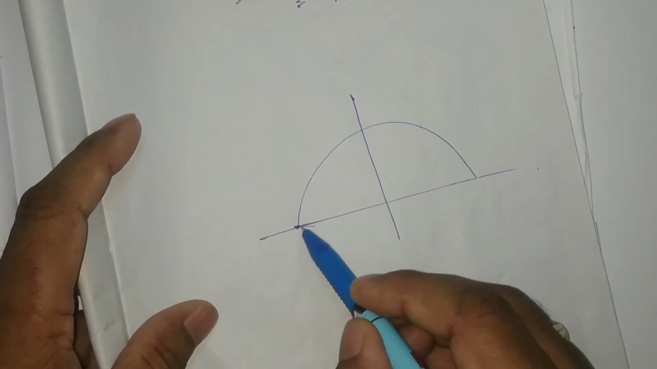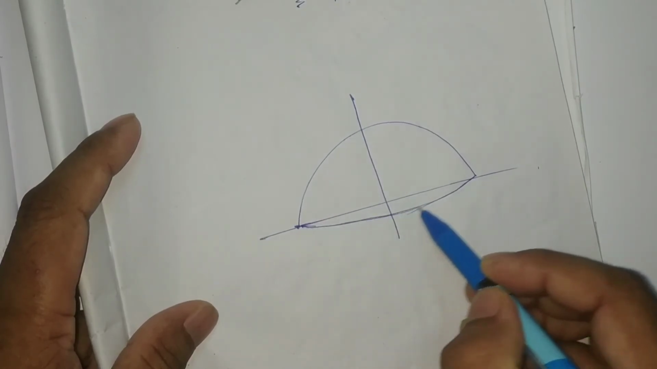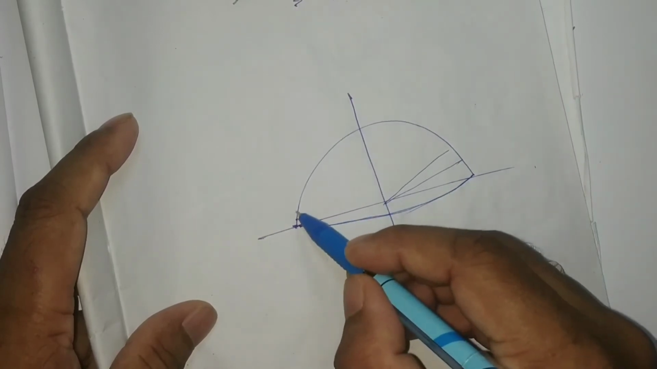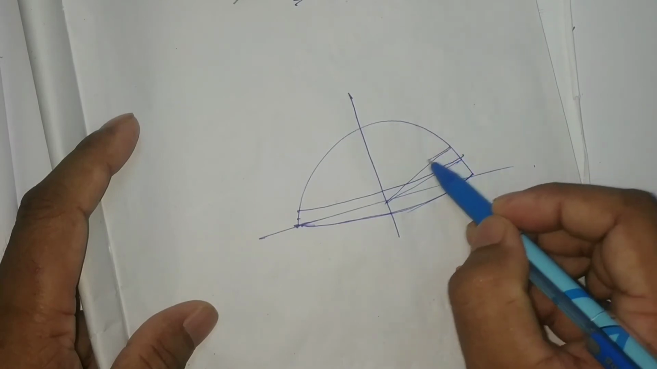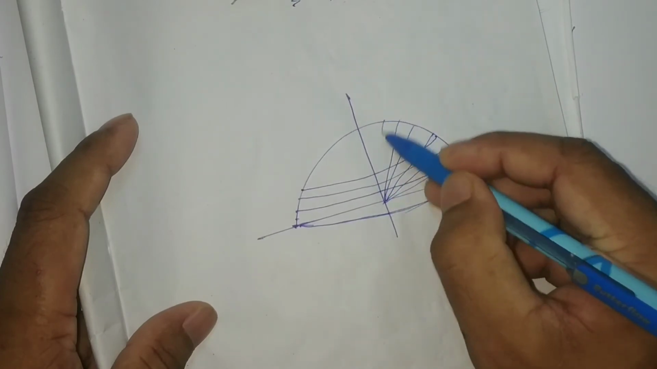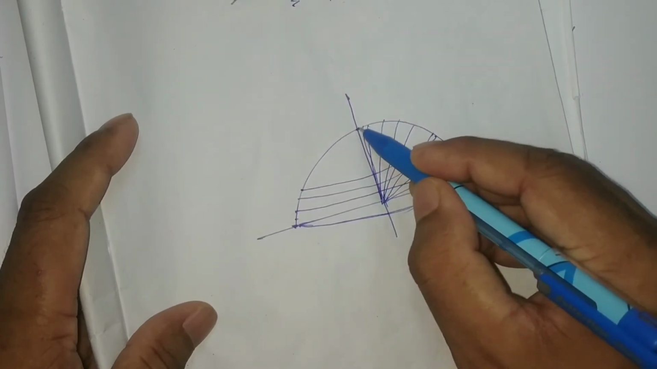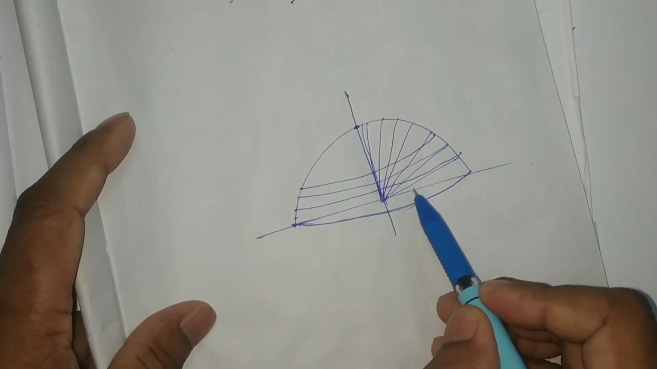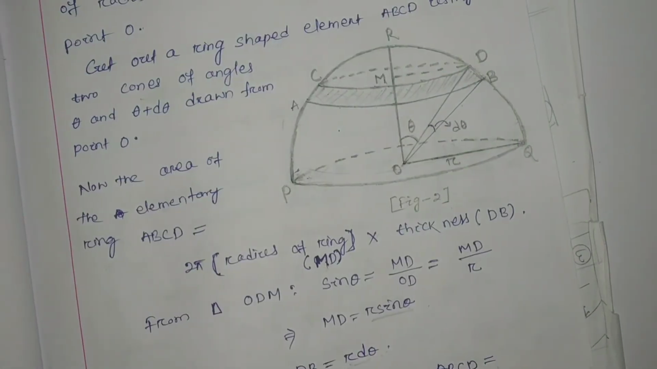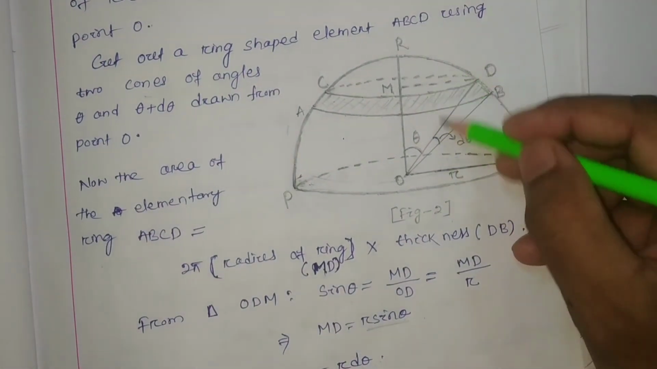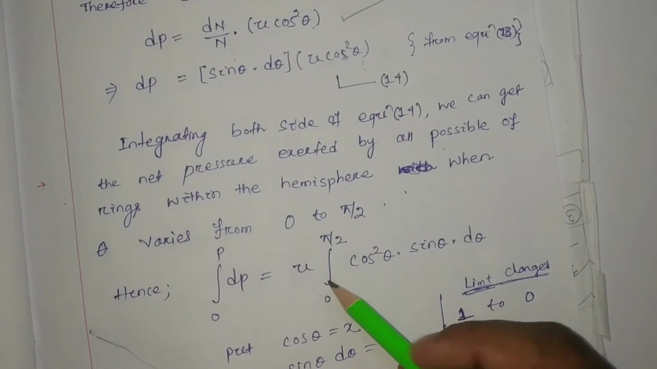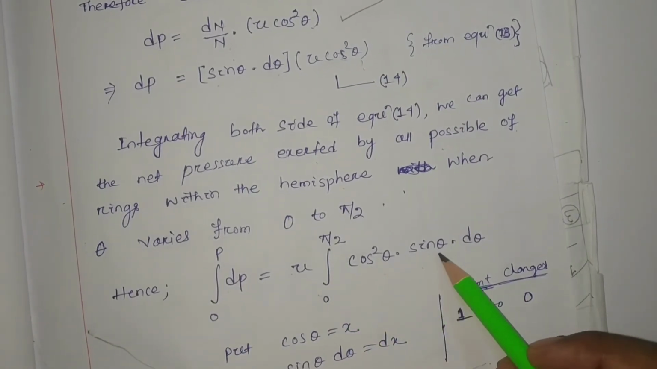for angle 0, this ring. For the next angle, this ring. For another angle, this ring. So the angle increases like this, and this will be your last ring. So the angle changed from 0 to pi by 2. If we consider 0 to pi by 2, then all the rings will be considered in that range of the angle. So the integral from 0 to pi by 2 of cos square theta sin theta d theta.